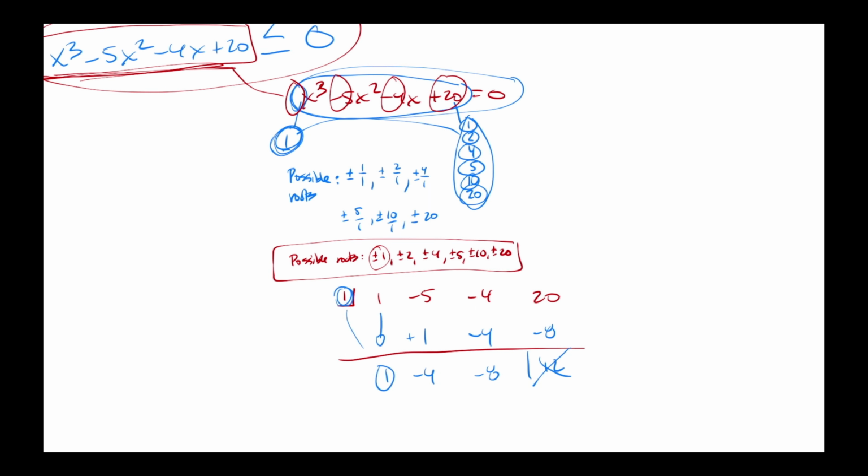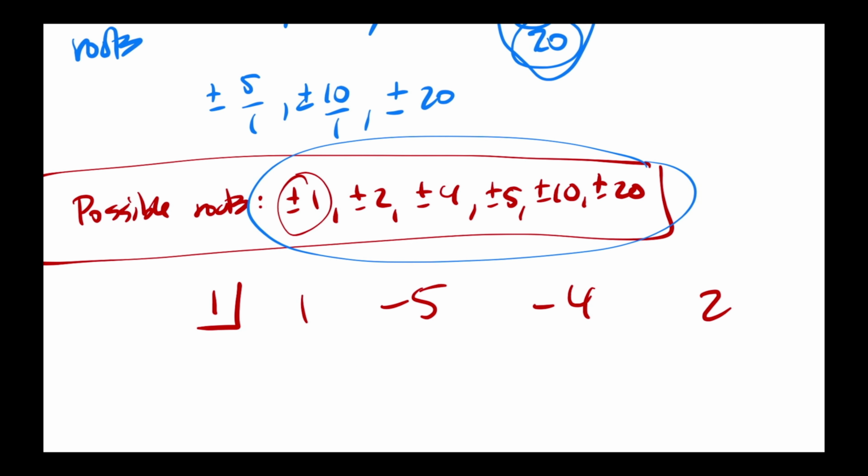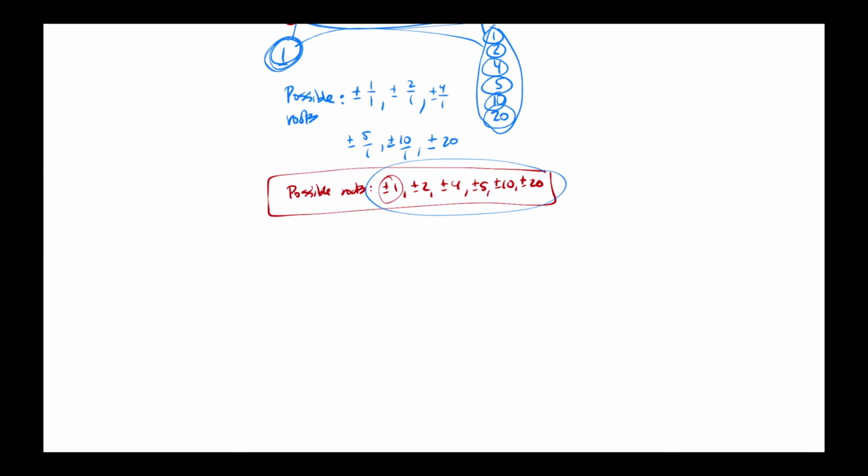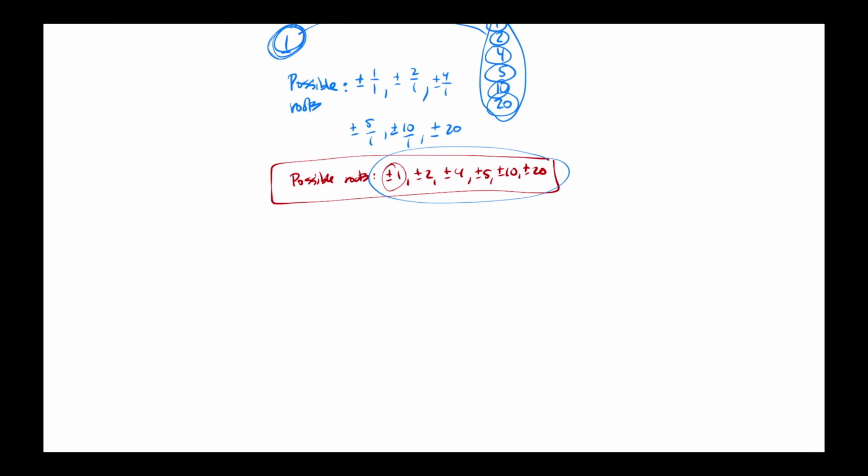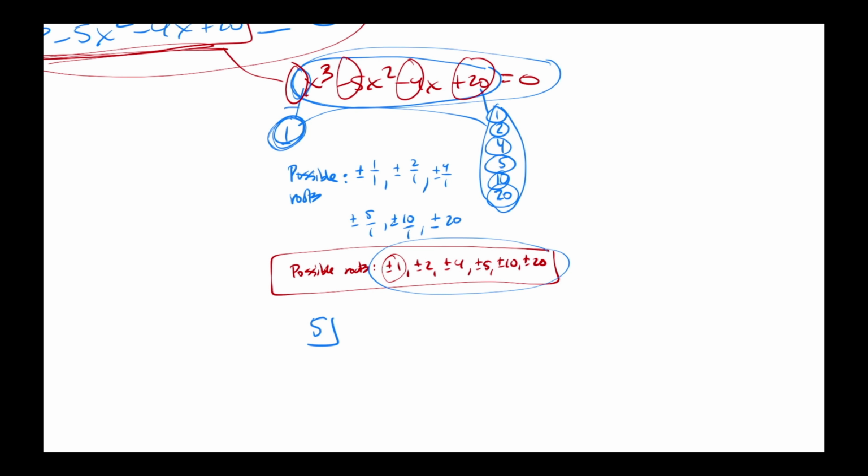It's only a factor if it's a remainder of 0. I don't have a remainder of 0, so that didn't work. What I like to do is jump around, because I really don't want to test all of these. So I just use my gut feeling, and my gut feeling says, I think 5's a root. So I'm going to divide this again by 5.